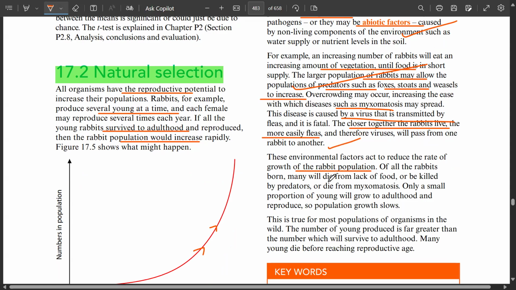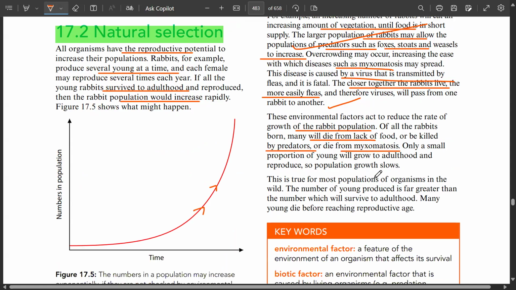Now, of all the rabbits born, many will die from lack of food, may be killed by predators, may die of myxomatosis. Only a small proportion of young will grow to adulthood and reproduce, so population growth will then slow down.